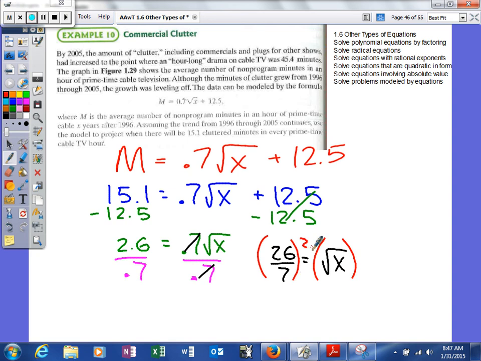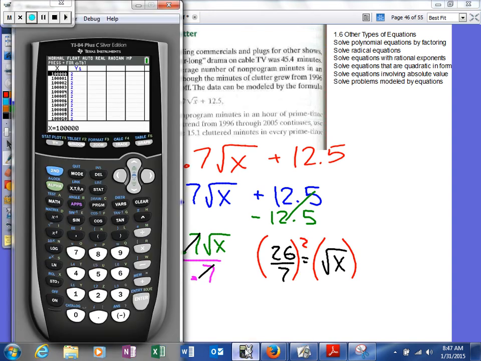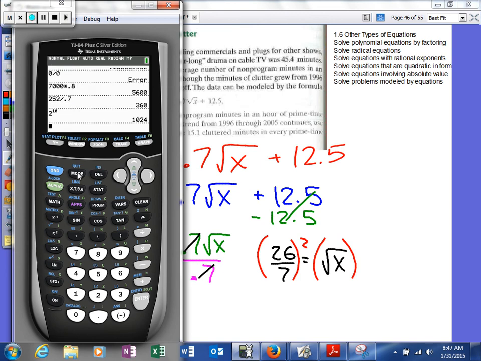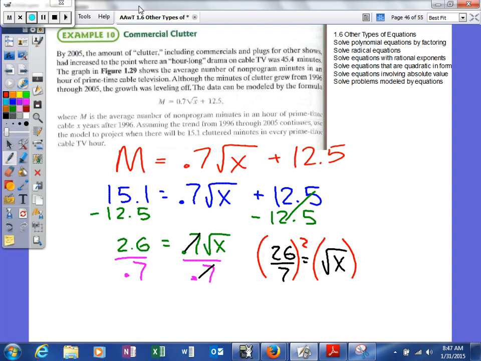At this point in time, I'll bring up my trusty calculator here. So I'll say 26 divided by 7, and then I'll take that answer and square it. So it looks like 13.8. So when rounded to the nearest year, I'll roughly say that my answer will be 14 years.